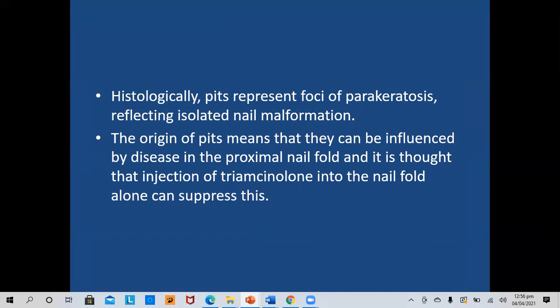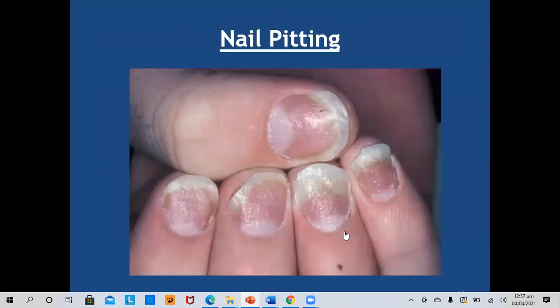The origin of pits means that they can be influenced by diseases in the proximal nail fold, and it is thought that injection of triamcinolone in the nail fold alone can suppress this. So nail pits can be treated by intramatrix Kenacort injection.